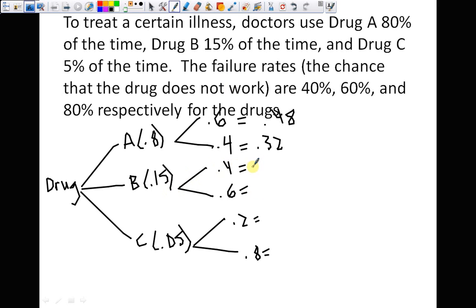So using drug B and it working, that is 0.15 times 0.4 is 0.06. Using drug B and it not working, 0.09. Notice these add up to 0.15. So these 4 probabilities add up to 0.95. They got the 0.8 plus the 0.15. So drug C and working is 0.01. And then drug C and not working is 0.04. That gives us the last 5%, which these add up to 100%. Okay. So now we're going to use these to answer a couple of questions.